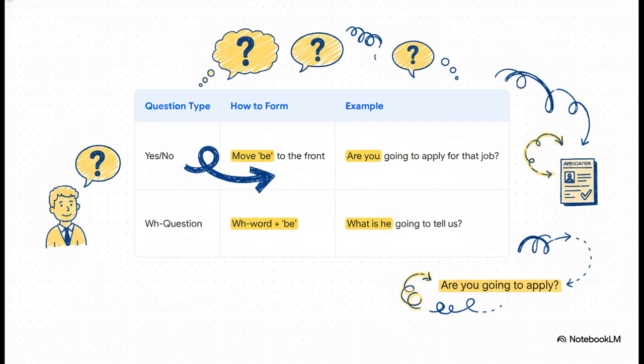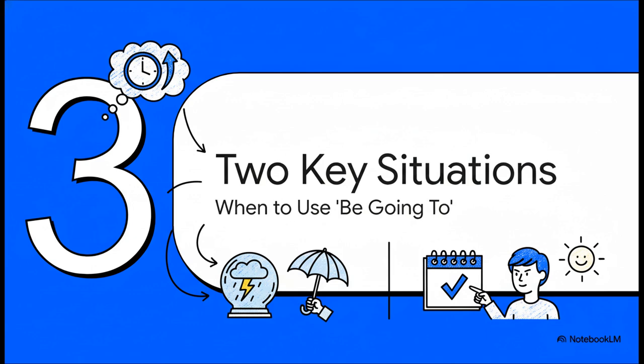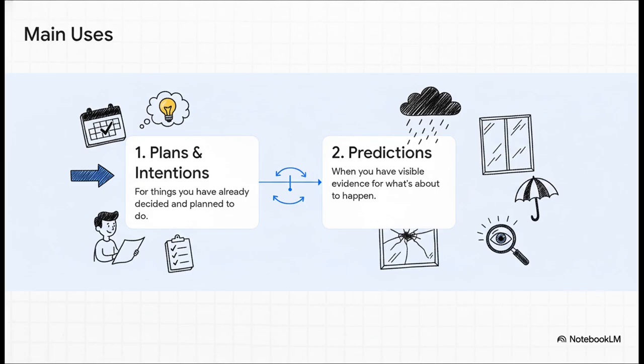See? Easy. Okay, we've totally got the structure down now, but the really big question is, when do we actually use it? Well, be going to really has two main jobs where it shines. Let's break those down. So it really just boils down to these two things. First, we use it for our plans and intentions. The decisions you've already made before you even start talking. And second, we use it for predictions that are based on some kind of clear evidence you have right now.